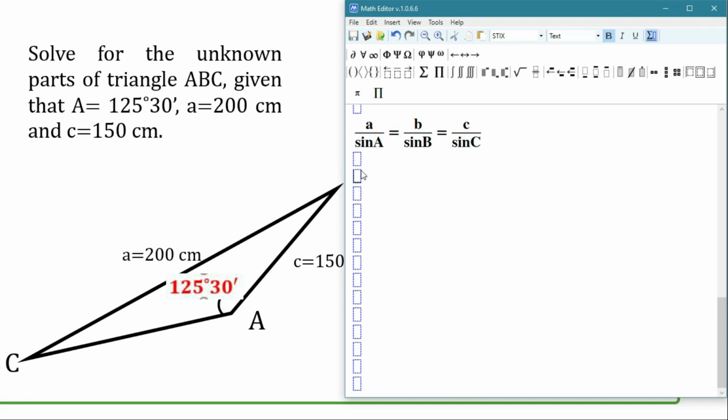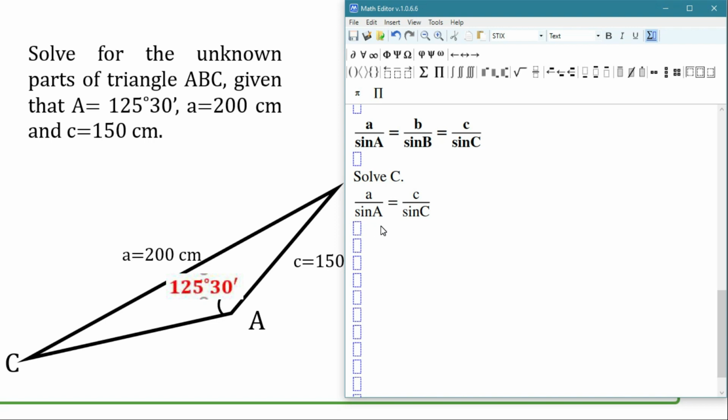So, we are to solve for angle C. That is, sine of A over a equals sine of C over c. This is the formula we extracted from the law of sines. Since our given is that a is 200 centimeters, angle A is 125 degrees and 30 minutes, and the value of c is 150 centimeters, we just plug them into the formula.